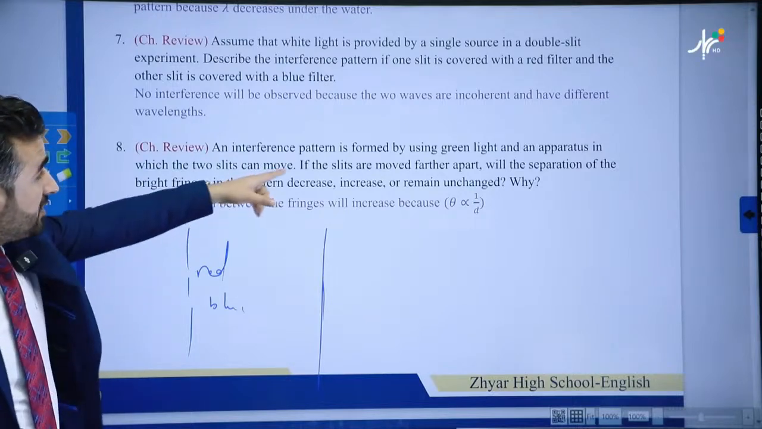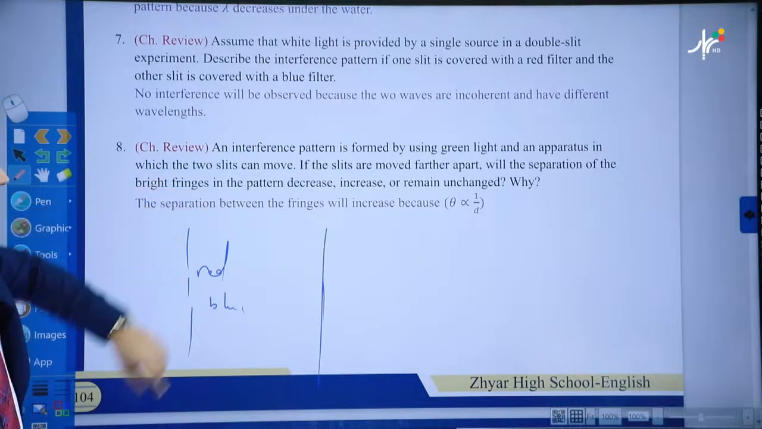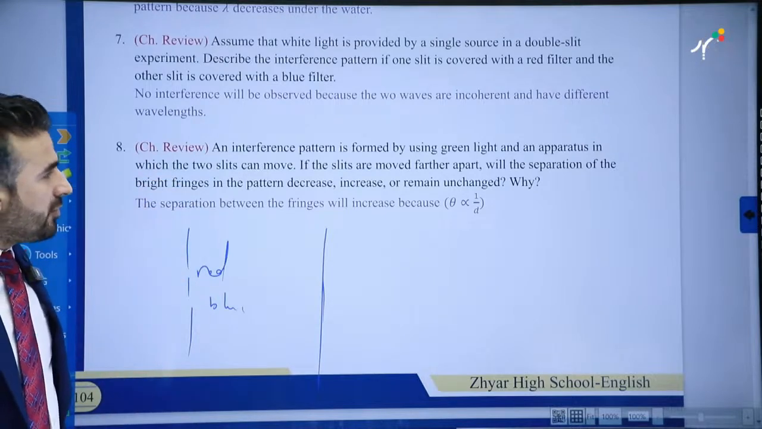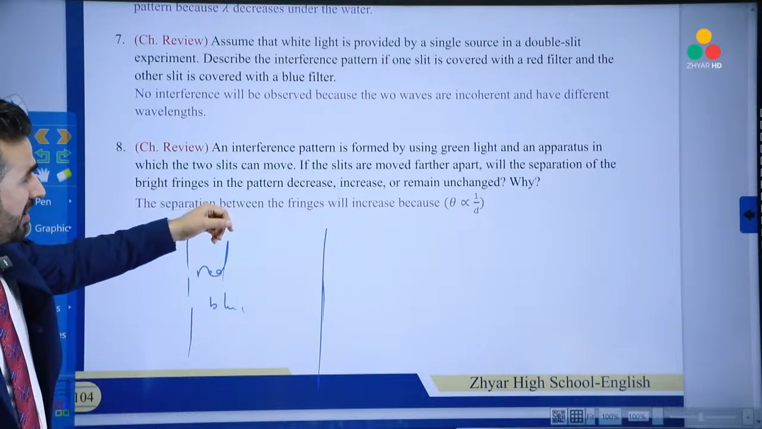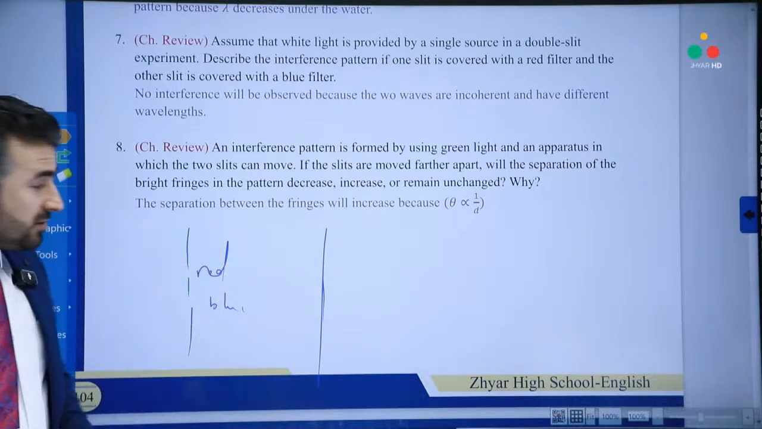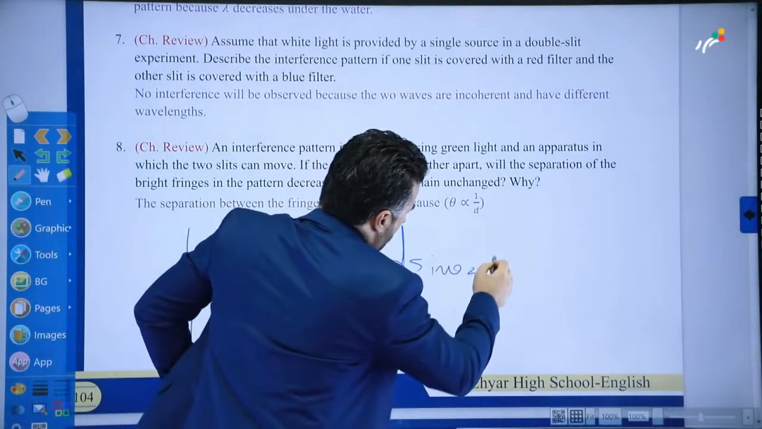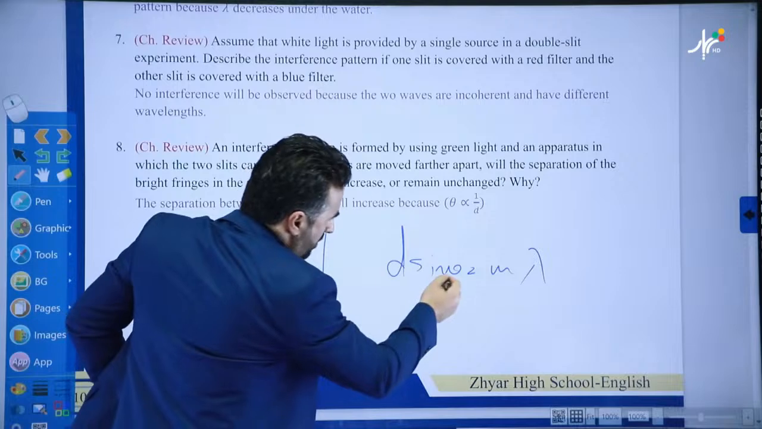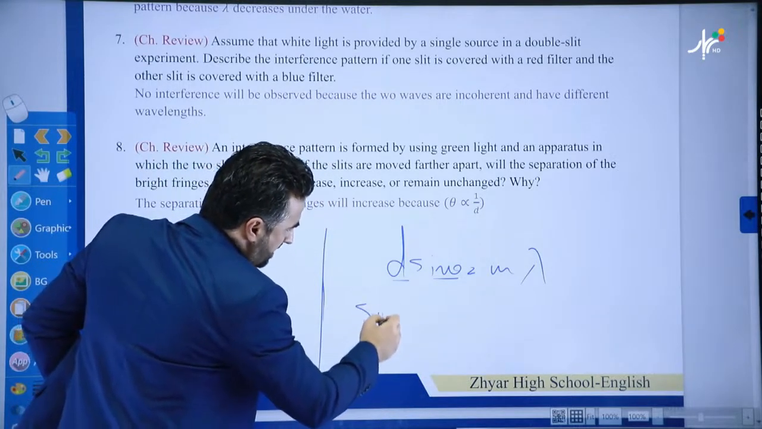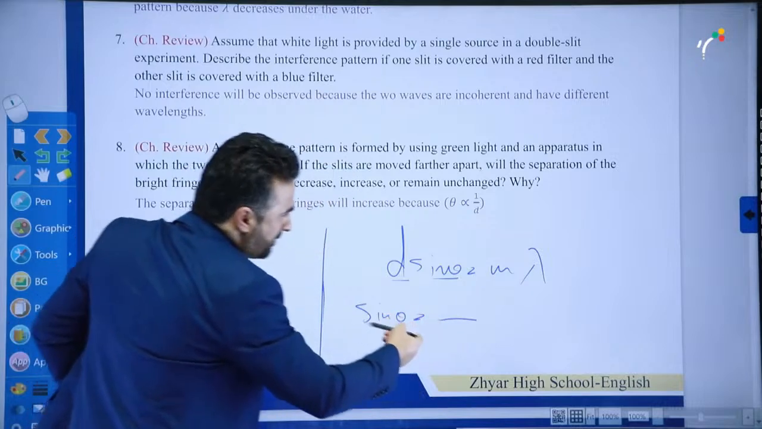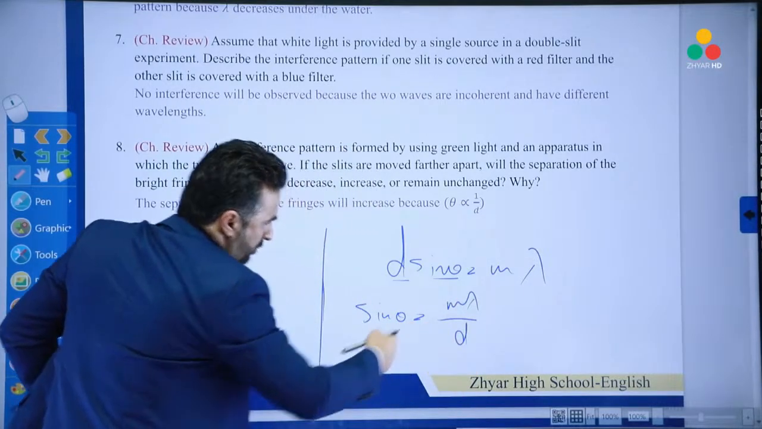The last one for now: an interference pattern is formed by using green light and an apparatus in which two slits can move. If the slits are moved further apart, will the separation of the bright fringes in the pattern decrease, increase, or remain the same? It's also a very good question. We said real quick, d sine theta equals what? Equals m lambda. But what is the relationship between the two here? Aren't these two inversely proportional? Because if you take sine theta as the subject, you get m lambda over d. So there is an inverse relationship between the two.